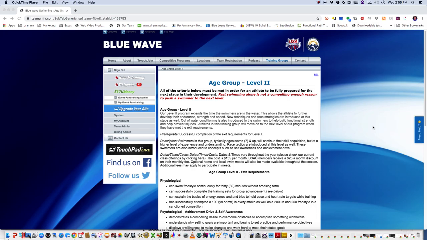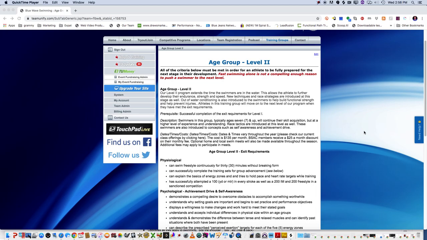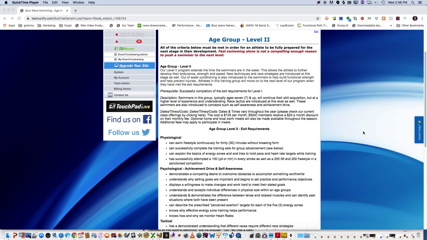Today we're talking about the exit requirements for level 2 of the level system. Remember, all the criteria should be met so you're ready to go to the next level, okay? We talked about level 1 in a previous podcast. We've also talked about the stroke card and another one that preceded that. If you're not familiar with those, please see them before watching this one. Again, we're looking at the physiological, psychological, tactical, technical, and performance areas to go to the next level, okay?